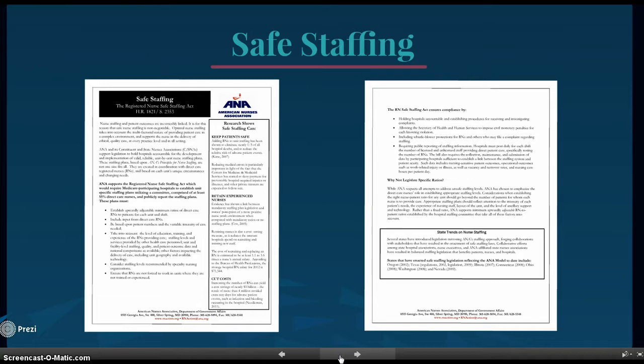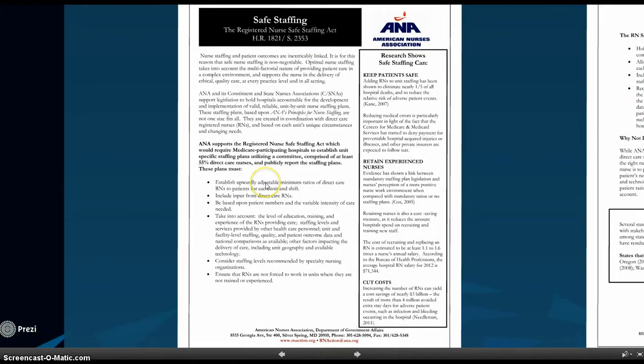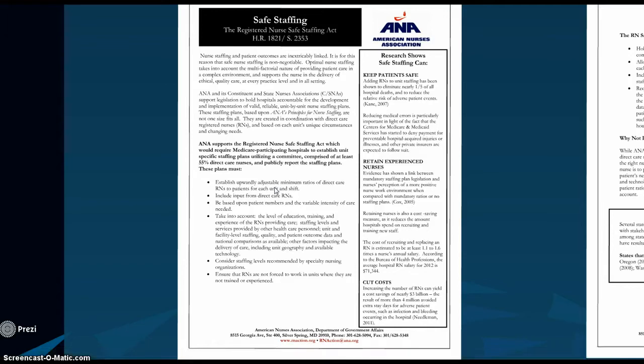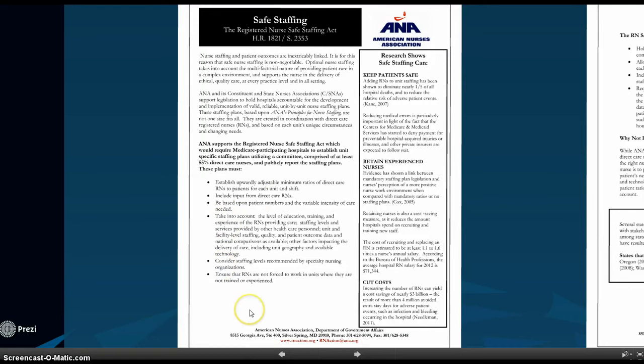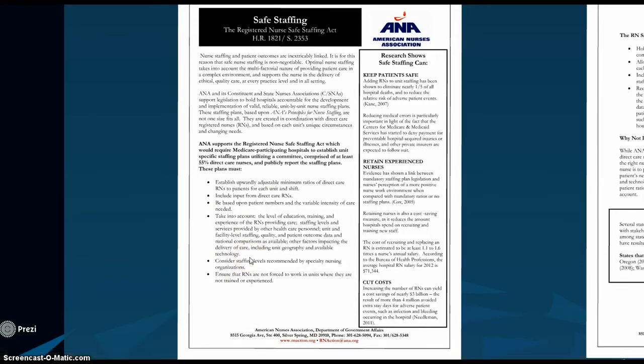This was actually a handout that I found for safe staffing, and it's the American Nurses Association that had it published on their website, and it talks about the Registered Nurse Safe Staffing Act. One big thing with this is they don't declare a ratio because they leave that up to the nurses to decide based on their patient census and their patient acuity as to how many patients a nurse can care for. So they don't dictate patient ratios in this, but they do dictate that there are certain standards you need to follow in order to have safe staffing.